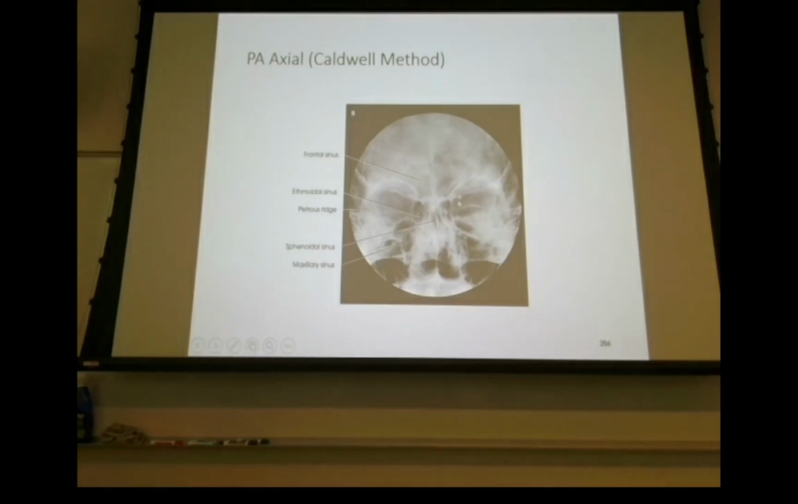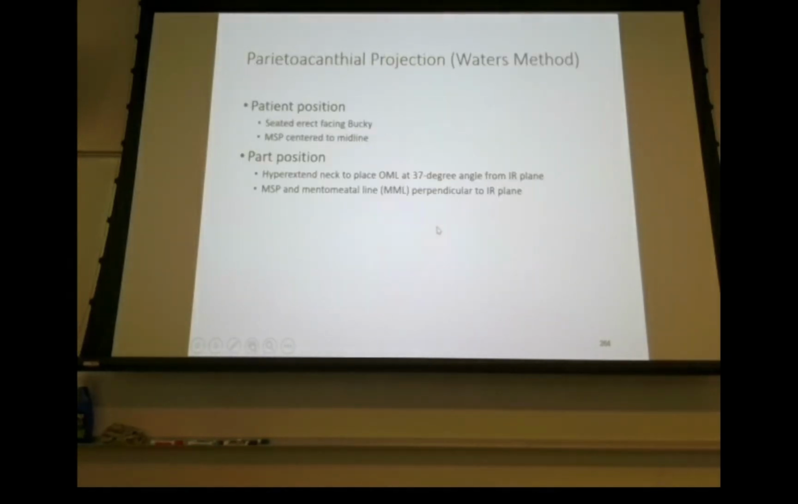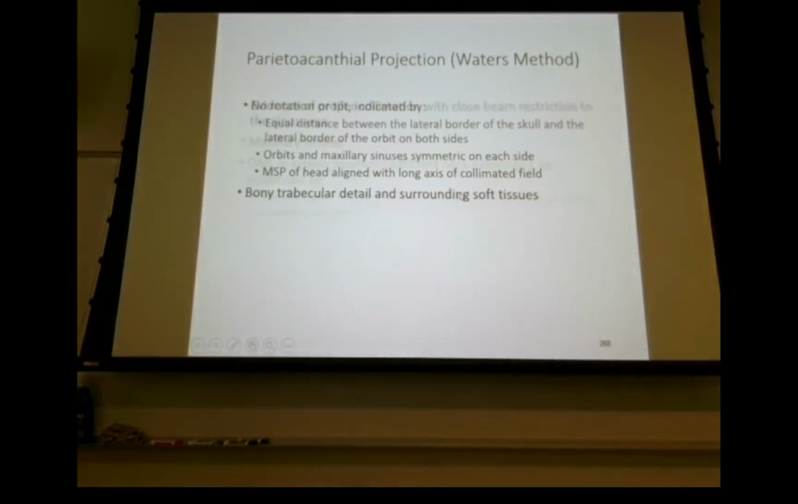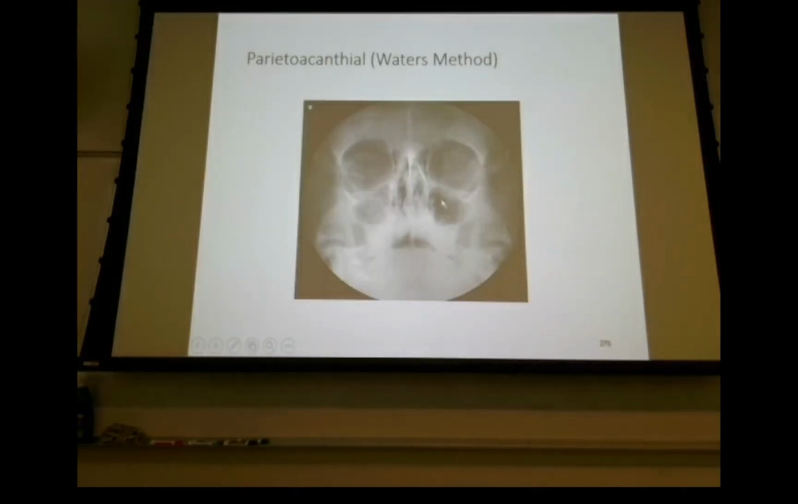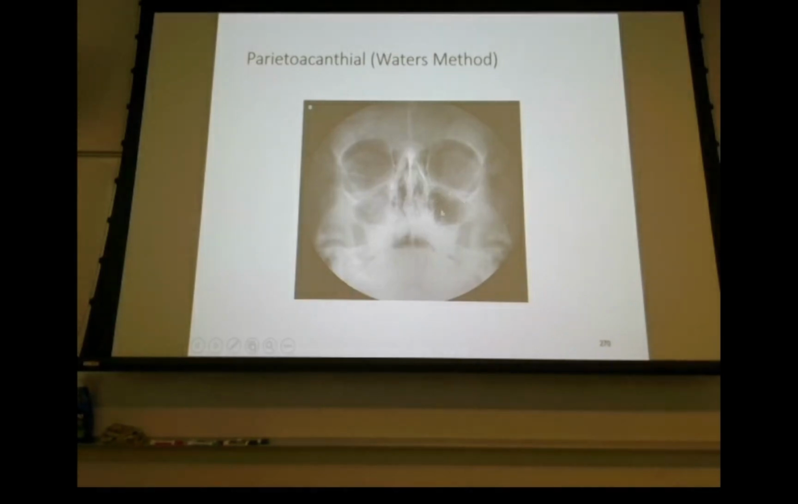So Caldwell is going to show us our frontal sinuses. Our maxillary is going to be on Waters. It shows here, 37-degree Waters. We don't have a 55 Waters for sinuses. Only 37-degree Waters for sinuses, 55 and 37 for facial bones.